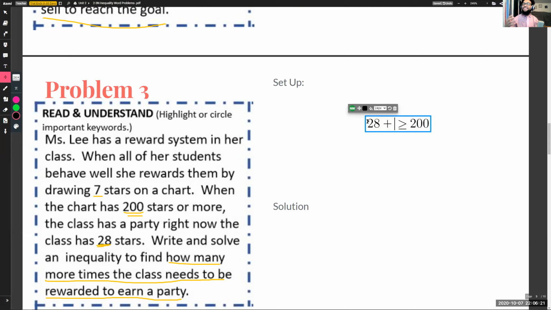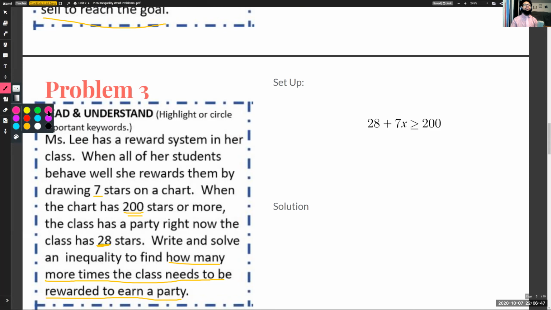And then they get an additional 7 stars each time they get rewarded. How many times they've been rewarded? I don't know. That's what we're trying to figure out. How many more times does the class need to be rewarded to get this party? That's going to be our variable. That's our unknown. And now that we have this set up, you guys are excellent. Go ahead and solve this on your own sheet of paper. Make sure you are writing your work for these things, okay?